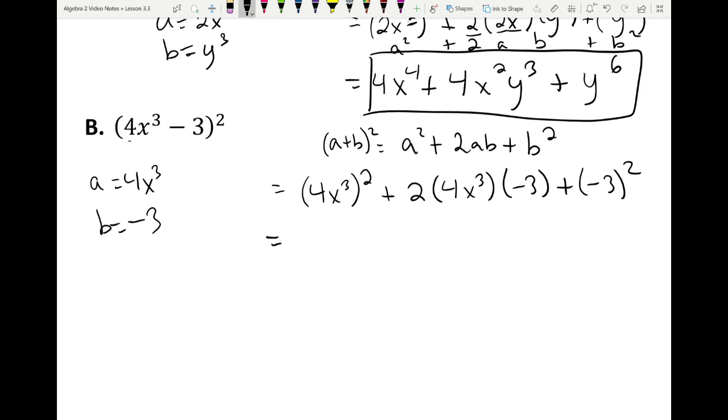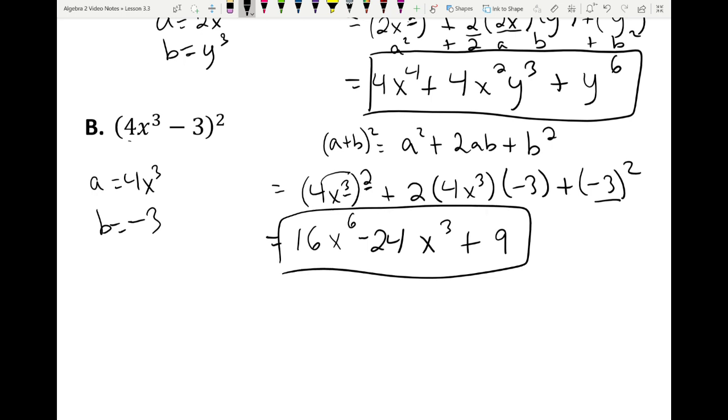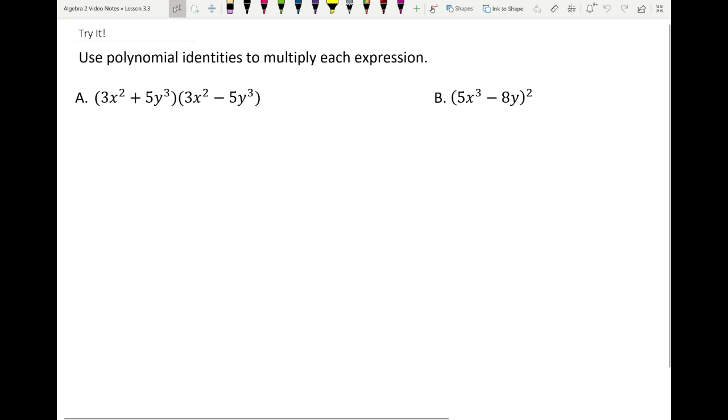All right, so now we have 4 squared is 16, because 4 times 4 is 16. X cubed squared, you're going to multiply those two exponents. 3 times 2 is 6. 2 times 4 is 8. 8 times negative 3 is negative 24. Now we're looking at an x cubed there. Negative 3 squared is negative 3 times negative 3, which is 9. And that is the expression. All right, go ahead and pause the video and give these two polynomial identities a try.